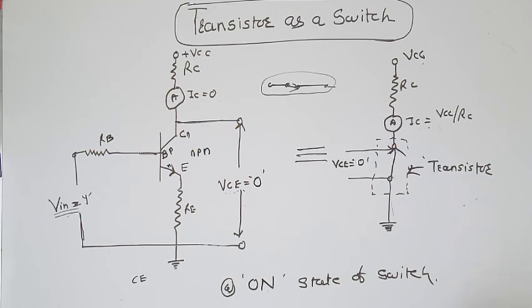So this is the first application of transistor as a switch. In the next operation, I am going to explain the second application, and that is what? Transistor as an amplifier.